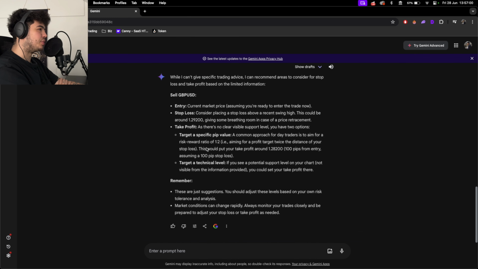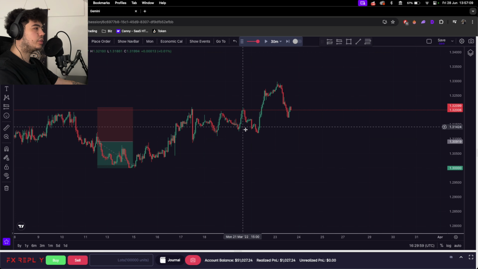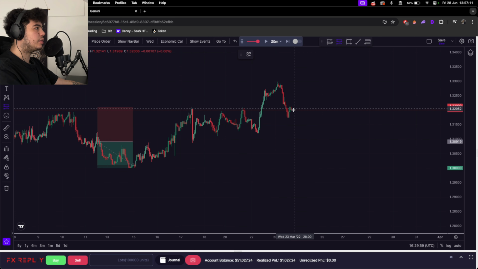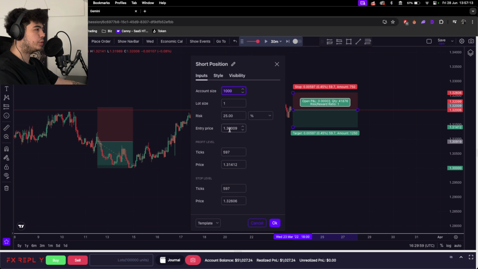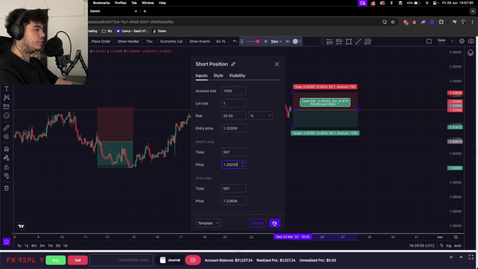So then I needed the levels. So it's finally given us this. It's given us a sell on pound dollar. The entry is current market price. Stop loss is at this level. Interesting that it wants to short. For take profit, there's no clear visible support levels. You have 2 options. Target a specific common level. This take profit will be here. So that's what we'll do. We'll just take this level and we'll do that.